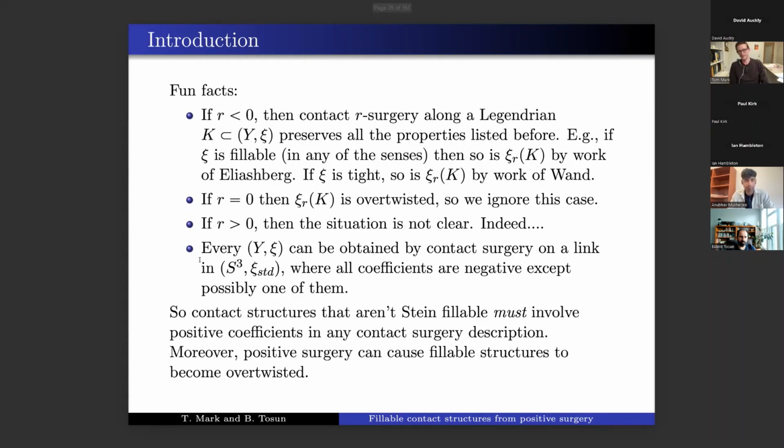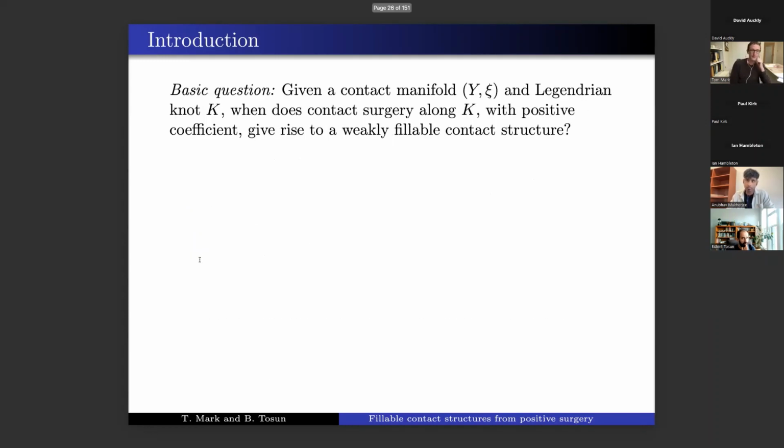So as far as fillability, the whole question boils down to: if you do a positive surgery on a knot, is the result fillable or not? That, in principle, would resolve the question. Sometimes it's not going to be fillable, because there are such things as non-fillable contact structures. Okay, so that's our basic question.